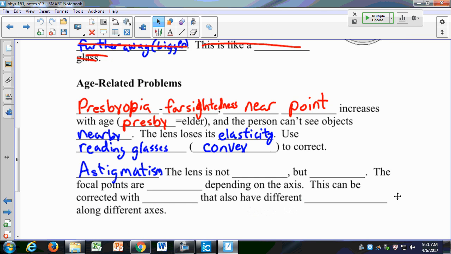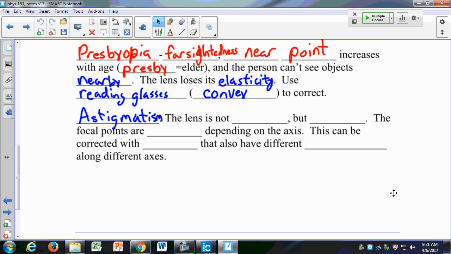I have a couple more things here. Astigmatism. We talked about the different things, hyperopia, myopia, presbyopia, which is really just farsightedness, but for a different reason, not because of the shape of your eyeball, but because your lens gets more brittle, not as flexible, so you can't squeeze it down as close as you can when you're younger.